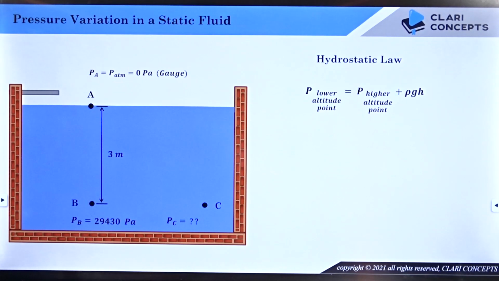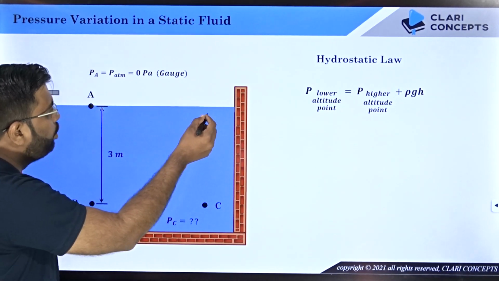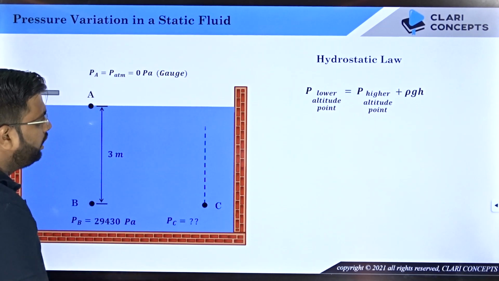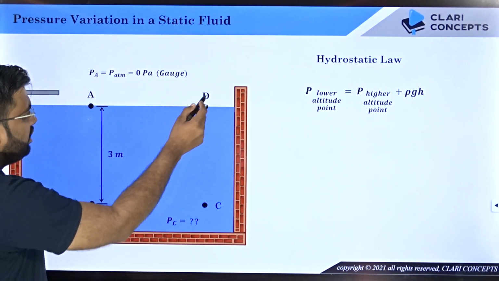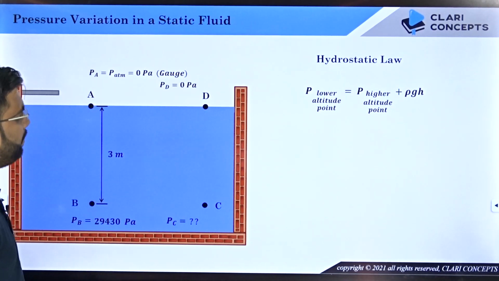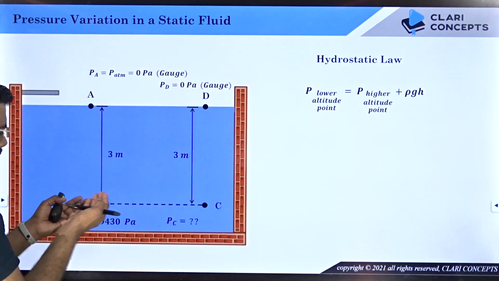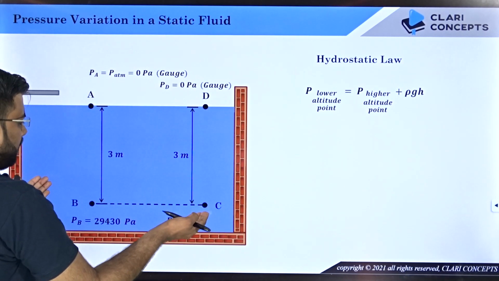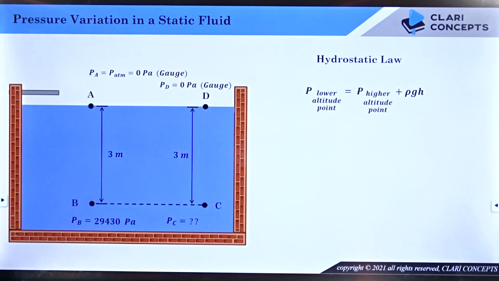Now let us look at the pressure at point C. Can you find it? How? Do you know the pressure at any point above C? Yes, I do. I can project a line to the surface of the water and call that point D. Since D is again exposed to atmosphere, the pressure at D will also be atmospheric pressure, which is 0 Pascal gauge. And if B and C are located on the same horizontal line, this distance will also be 3 meters, the same as the distance between A and B.